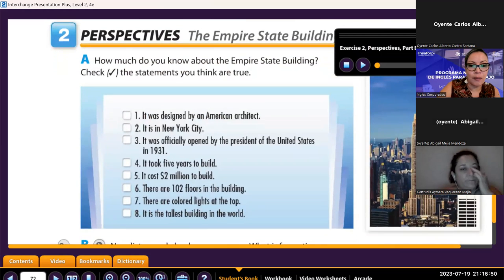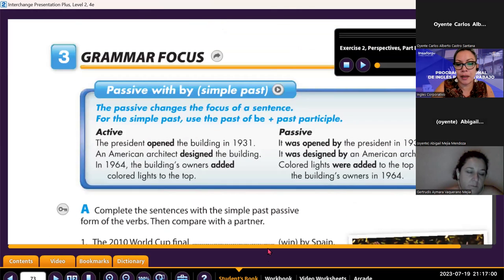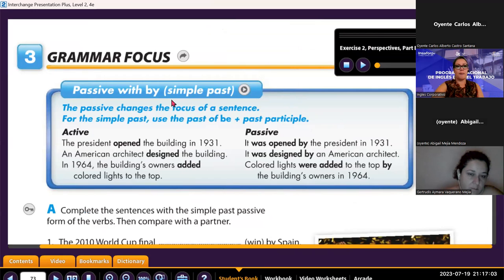Oh, okay. Well, with this, we are going to be practicing, as you can see, and we have this in our material. También les mandé esta partecita del grammar focus. Passive with by and simple past. El by lo ocupamos para decir quién fue el autor, verdad? El by introduce el autor. The passive changes the focus of a sentence. For simple past, use the past of be más el pasado participio.